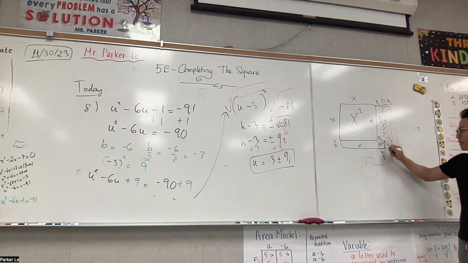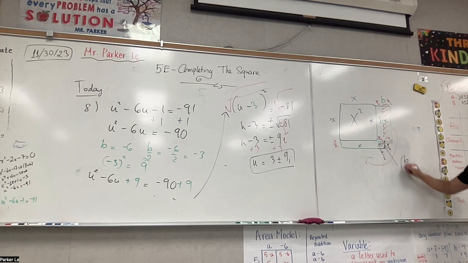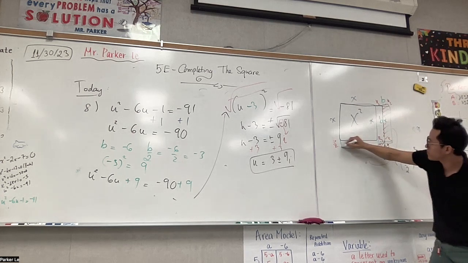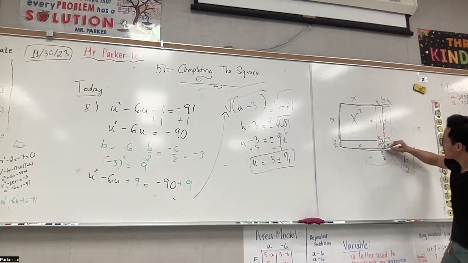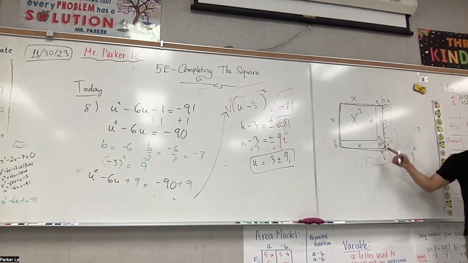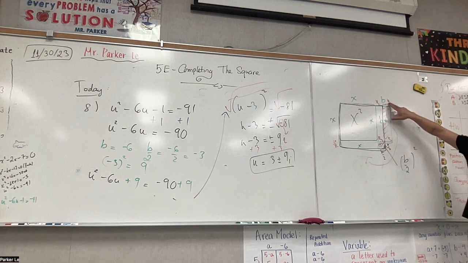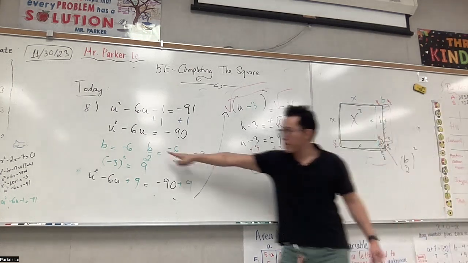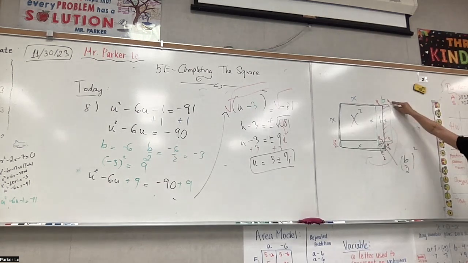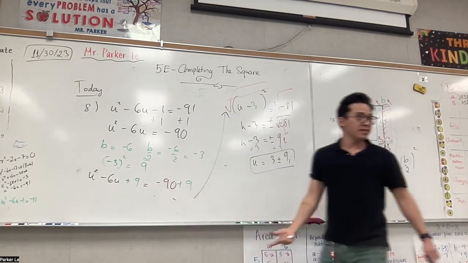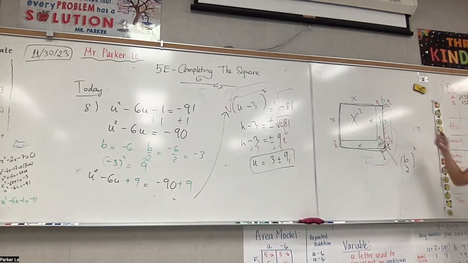What is the area of this box? b over 2 squared. This is the new box that we found. That is the new square. That's why they call it completing the square. So you divide b by 2, you square it, and you add it right here. You know why this works now?